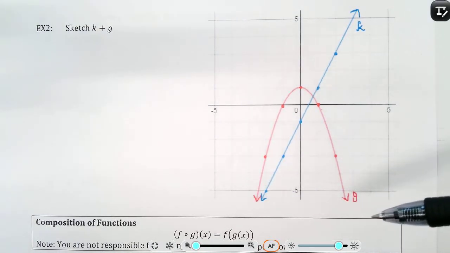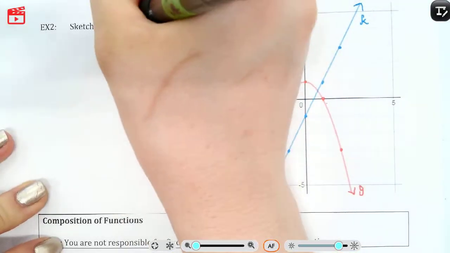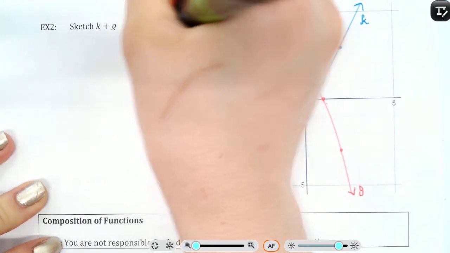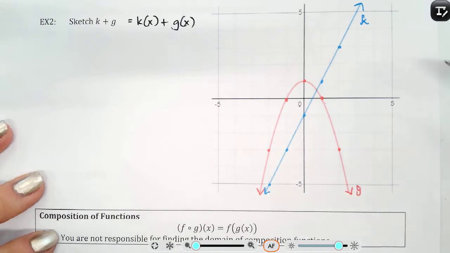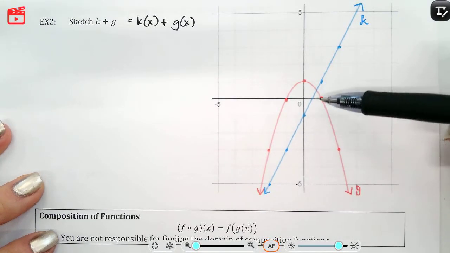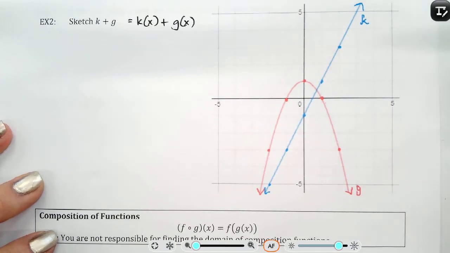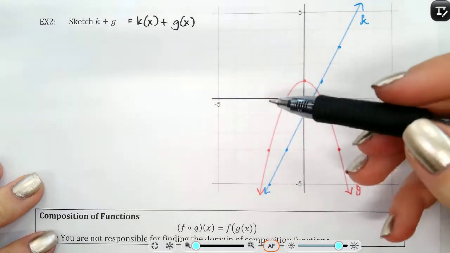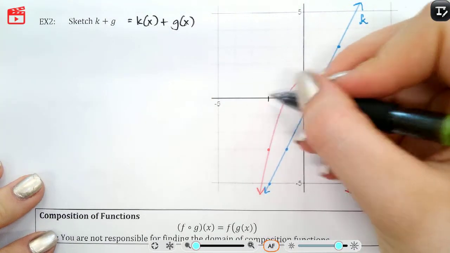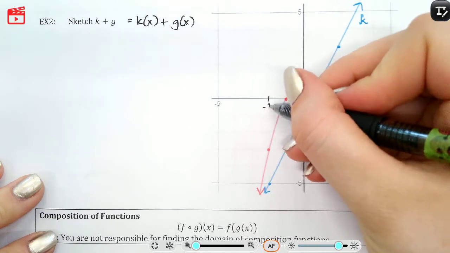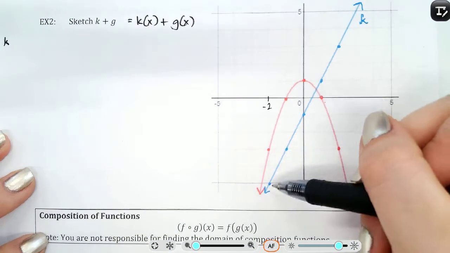sketching k plus g. Okay, so k plus g, well, that means we're going to take the k of x values and add to them the g of x values. Now, to do this graphically, what we're going to do is find the matching x values and add them together to create their new y value. So, for example, let's just start from the left and go with the value of -2. Now the reason I picked this is because I know these dots exist.